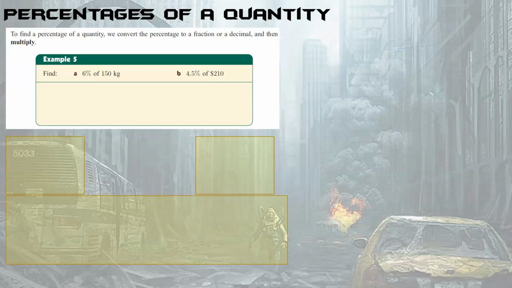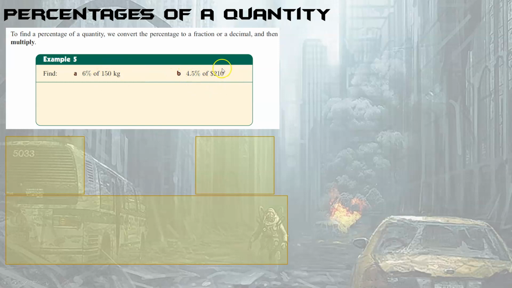Now we're going to look at the percentage of a value. And to find the percentage of a quantity, we convert the percentage into a fraction or a decimal, and then we multiply it by the value. So an example here would be to find 6% of 150 kilograms, and we want to know how much mass, how many kilograms is 6%?